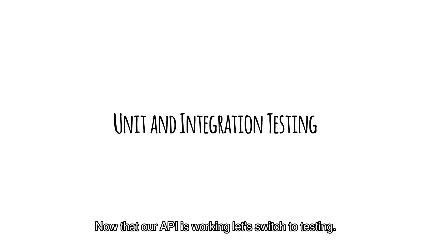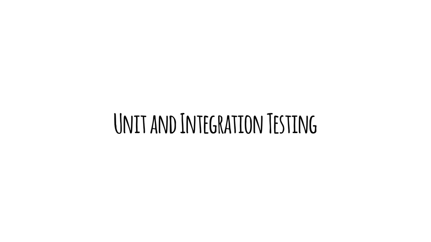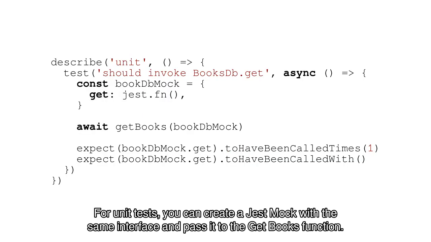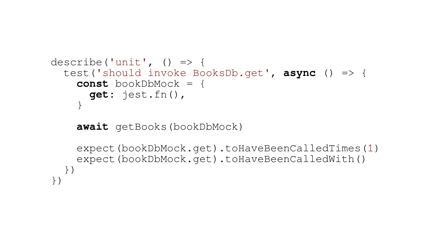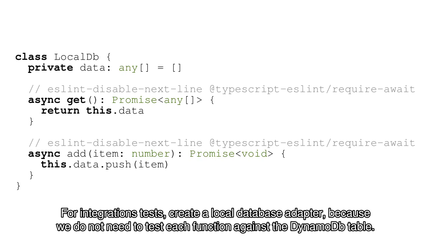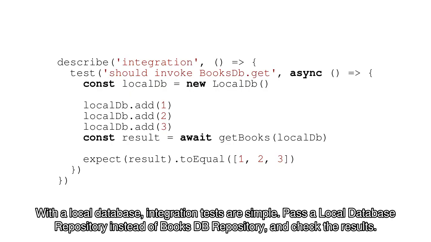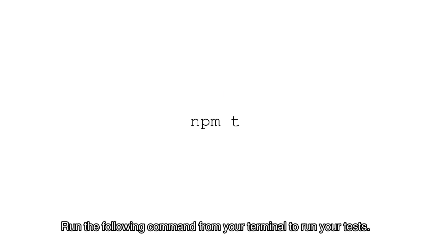Now that our API is working, let's switch to testing. Open the main tests TS file of your getBooks function and replace the content with the following code. For unit tests, you can create a jest mock with the same interface and pass it to the getBooks function. For integration tests, create a local database adapter because we do not need to test each function against the DynamoDB table. With a local database, integration tests are simple. Pass a local database repository instead of the BooksDB repository, and check the results.